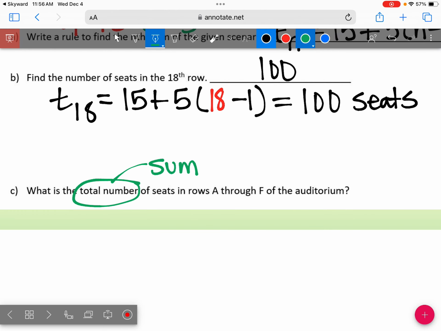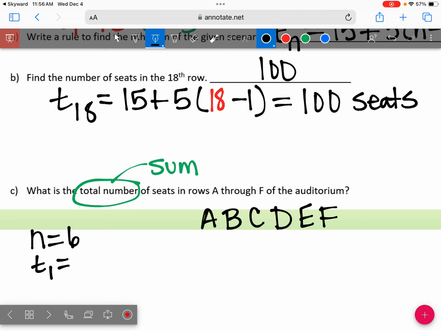So first of all, if I count alphabetically from A to F, how many letters would that be? 6 letters. Does everybody agree? So that means that there will be 6 rows. So n equals 6. So I need to know how many seats are in row 1, which we know is 15. But if I'm trying to find the sum of the first 6 rows, I also need to know T6. So go ahead, use your calculator.